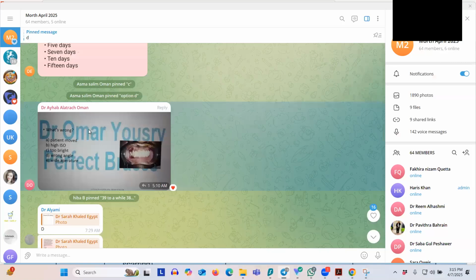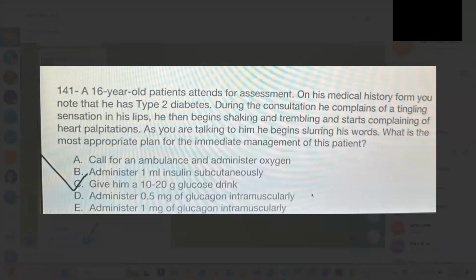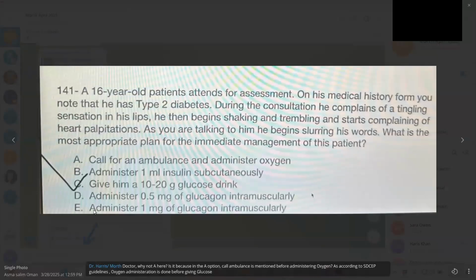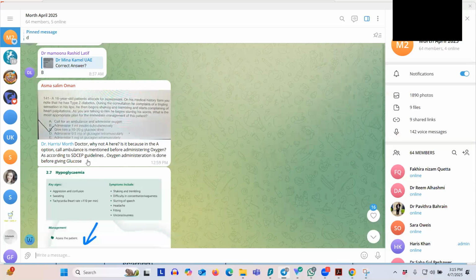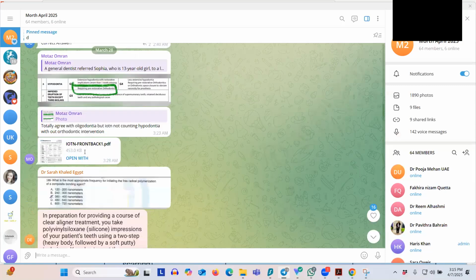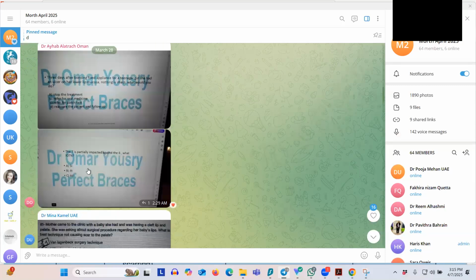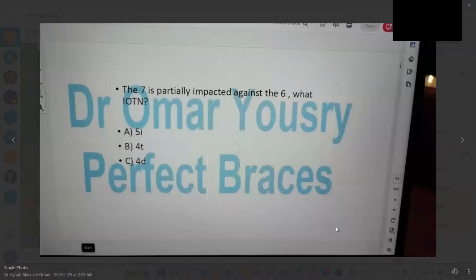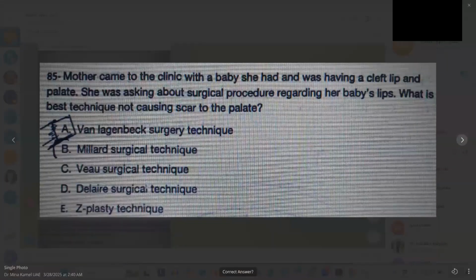Sorry, but can you explain the last one? Not the cleft lip and palate, the IOTN, where the 7 is impacted against the 6. It's like 8 or 10 questions back now. This one. Why did you select B? What else should I select here? Why not impacted? It's partially impacted, it's erupted. Oh, okay, I get it. Yes, sir. Thank you so much.